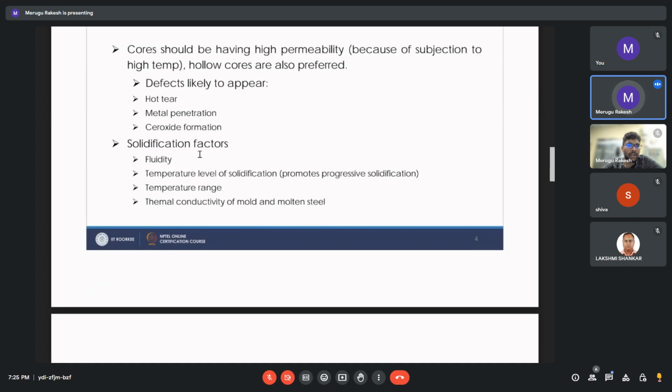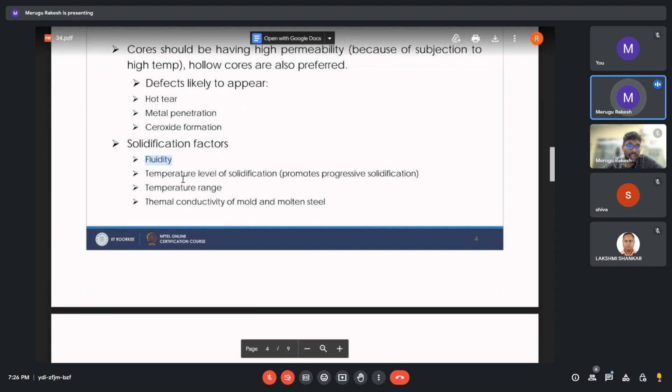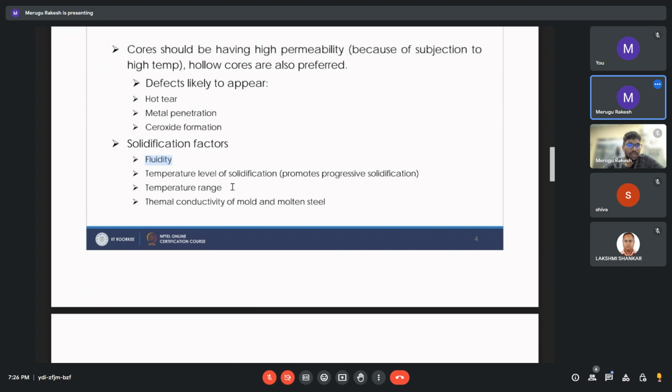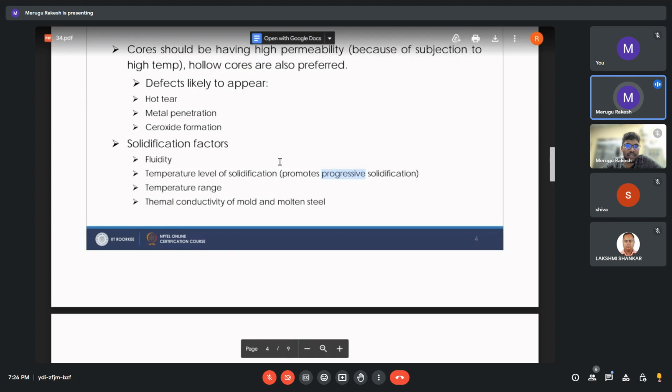Then coming to the solidification factors, one thing is fluidity and the temperature level of solidification. It promotes progressive solidification because it has very good temperature gradients. In the mold it will be like 1500, and the surroundings will be around room temperature. So the delta T is very high, and you will get progressive solidification.